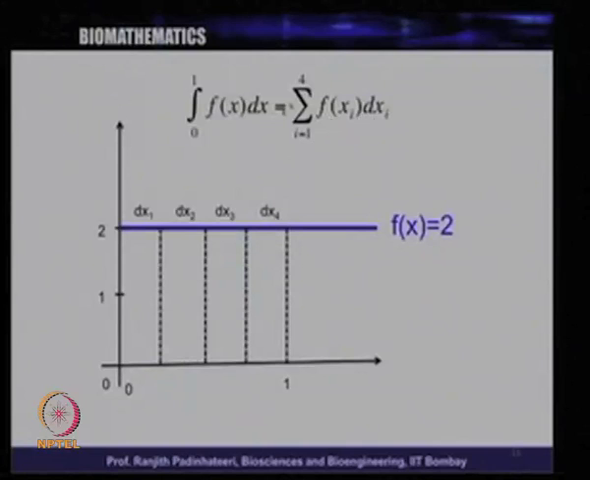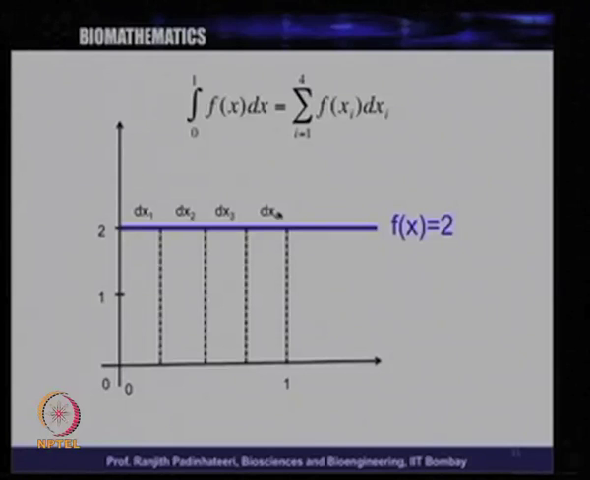So, if you expand this, what are we saying here? We are saying integral f of x dx is nothing but the sum over i of f of xi dxi, where dxi are the intervals dx1, dx2, dx3. So, let us think about this. What does this mean?